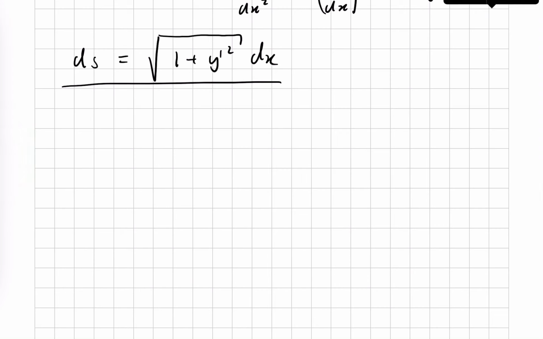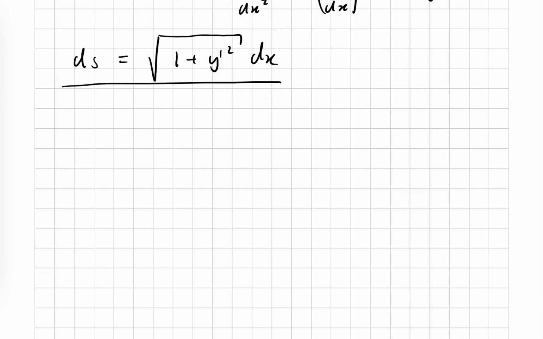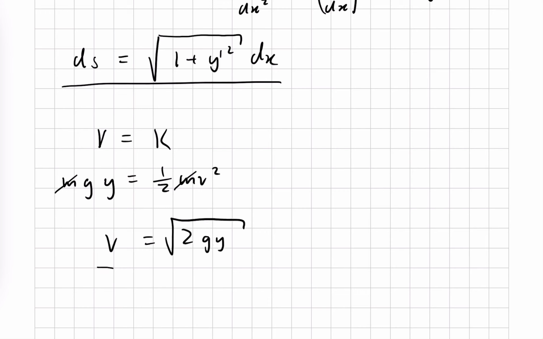From the conservation of energy, we know that the potential energy is equal to the kinetic energy, and the potential energy is mgh, but h in our case is y, is equal to a half mv squared. And from here, m cancels, and when we solve for the velocity, we get the root of 2gy. Perfect, we have an expression for the displacement and for the velocity.